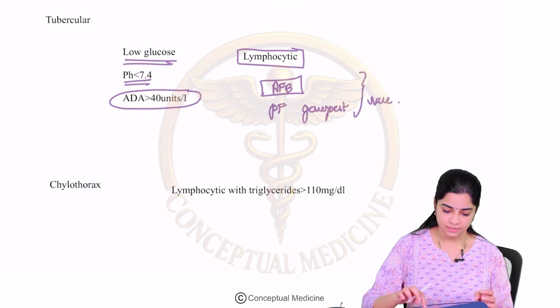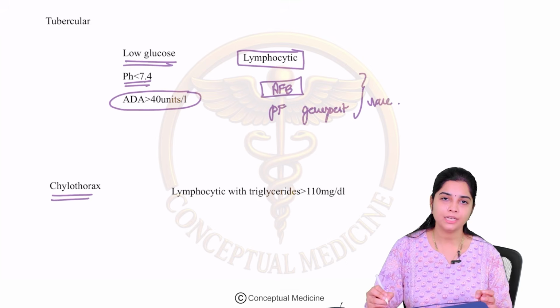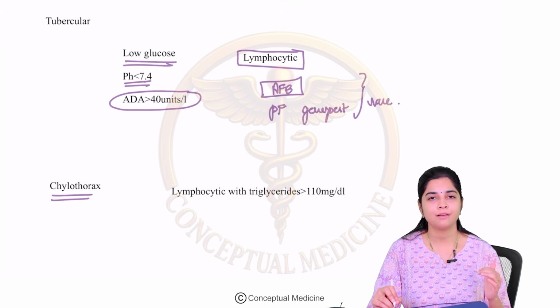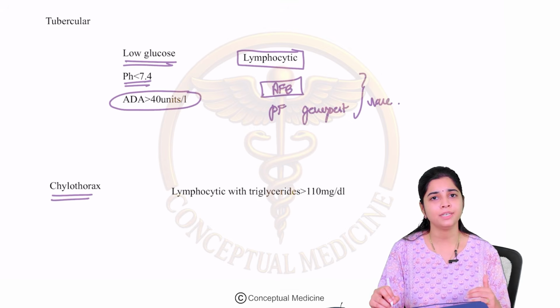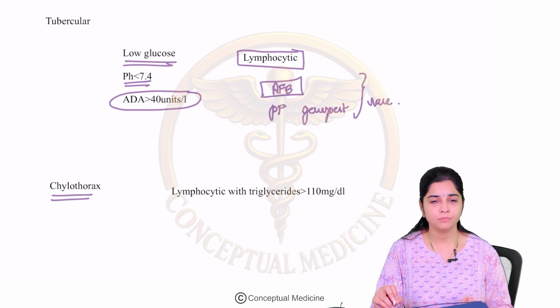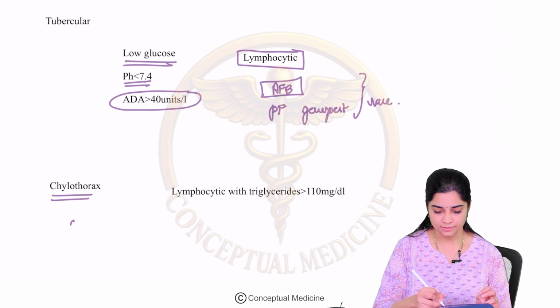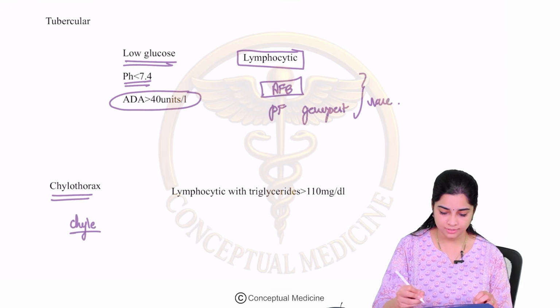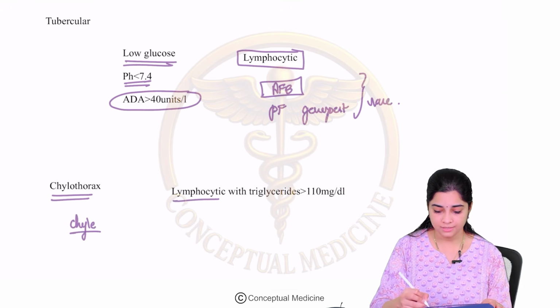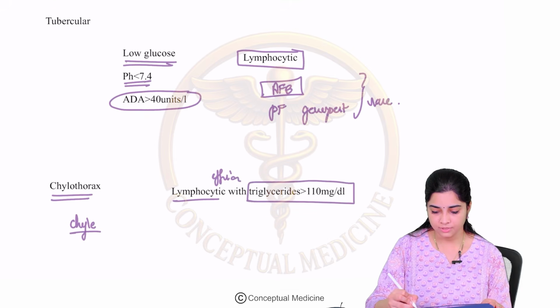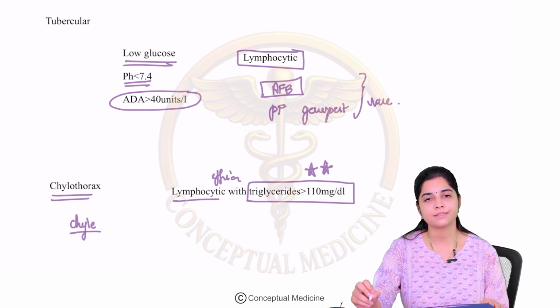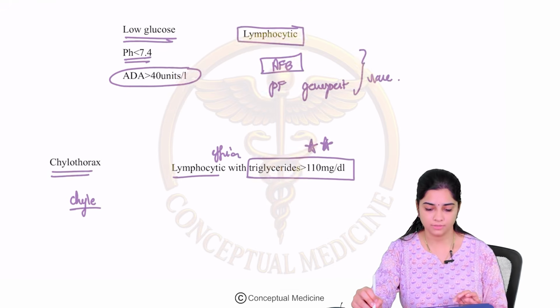Okay, then the next type of effusion is a chylothorax, where there can be damage to the lymphatic ducts due to radiotherapy or trauma, or it can be due to inborn disorders where there can be tracts between the pleura and the lymphatic system and you can develop a chylothorax. So there is chyle in the pleural cavity and this is characterized by a lymphocytic effusion with elevated triglycerides more than 110. So that is how you identify a chylothorax.